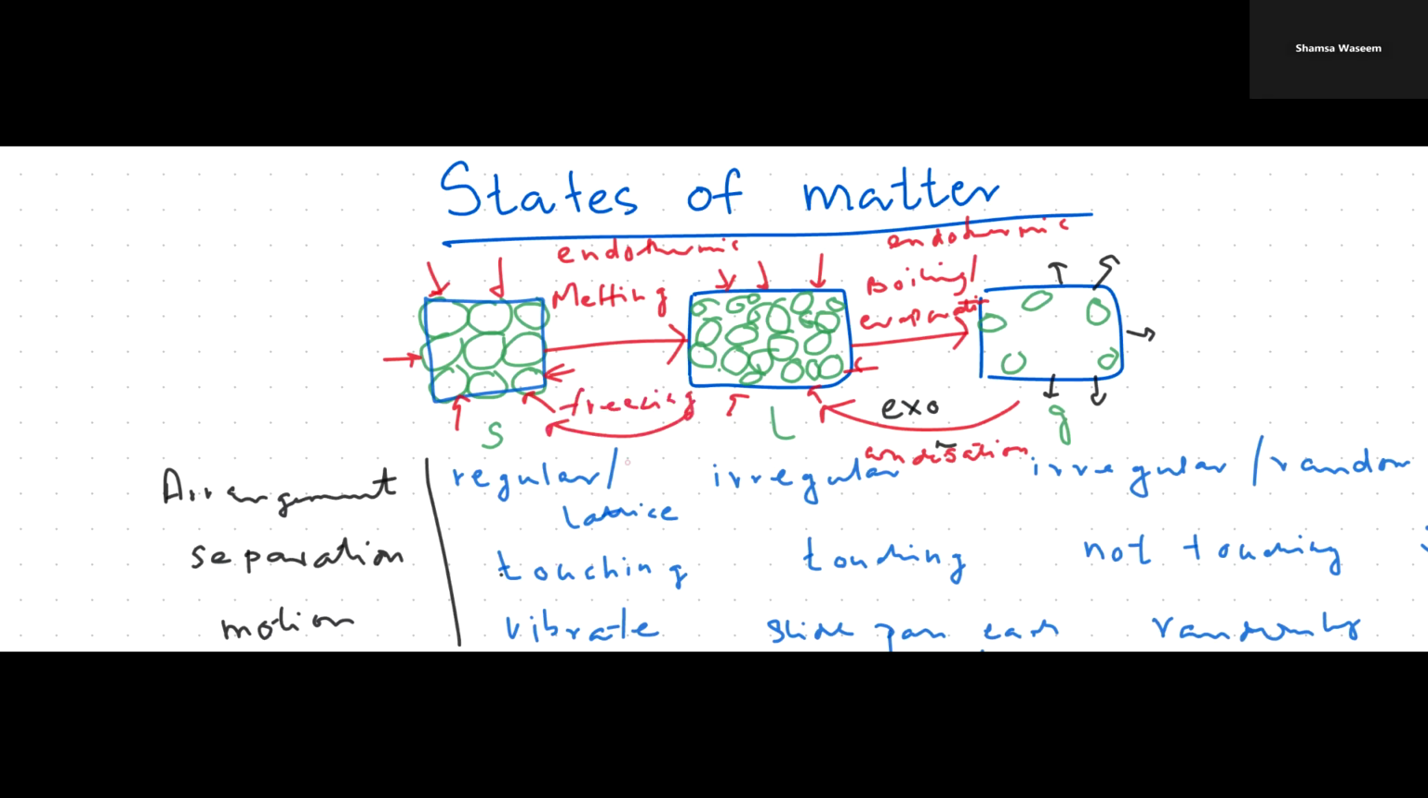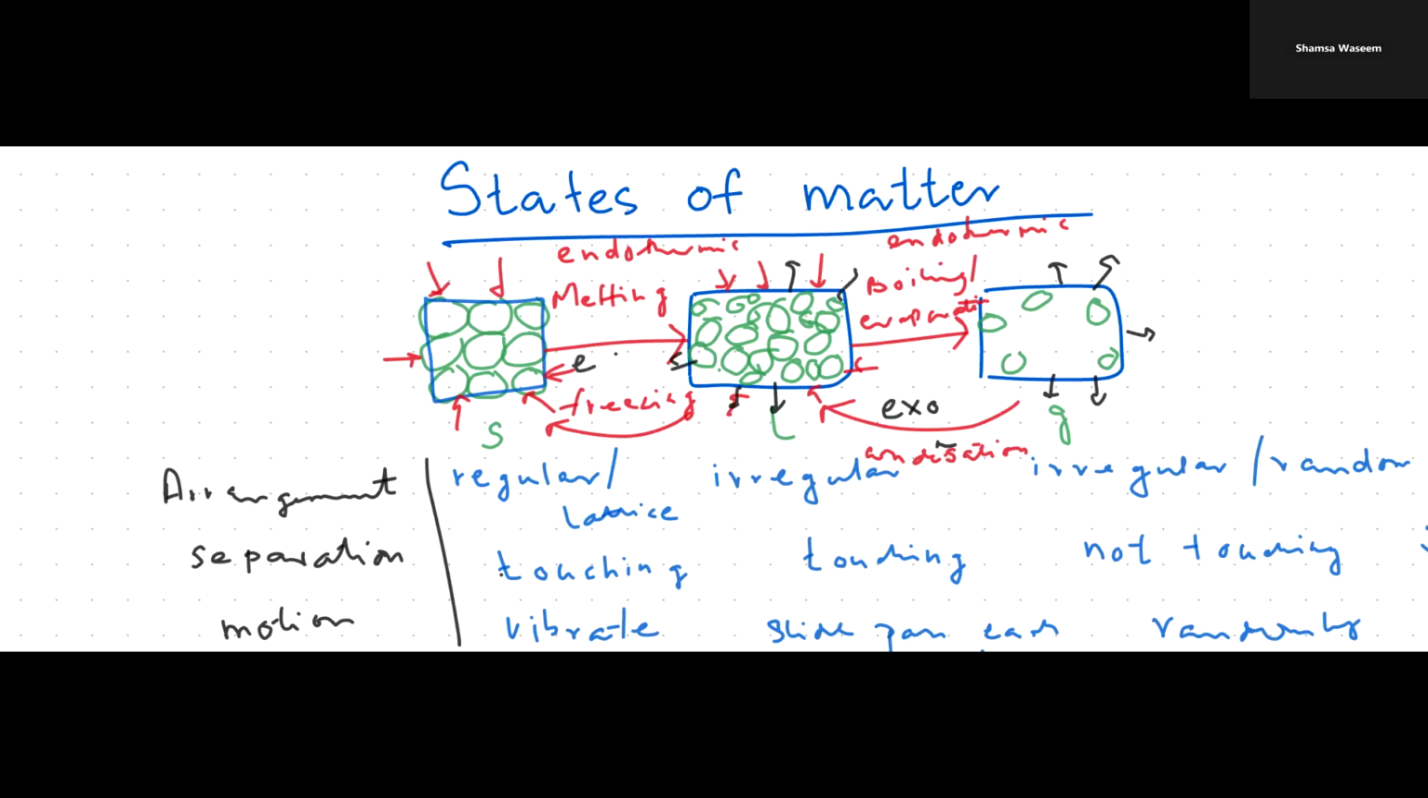Now see, the particles are coming closer to each other, right? The space between the particles has decreased, bacho. So we can say that freezing is also an exothermic change. It must release energy into the surroundings, right? Freezing is also an exothermic change. Okay, I hope you got it.